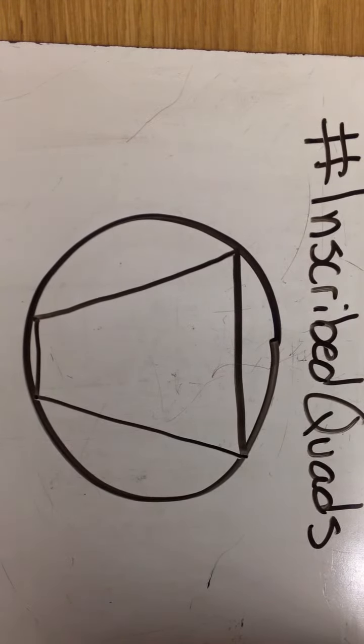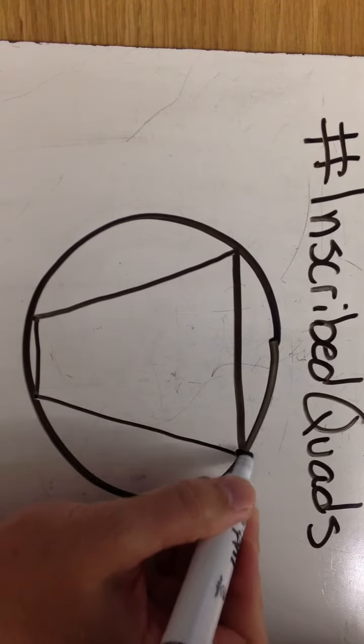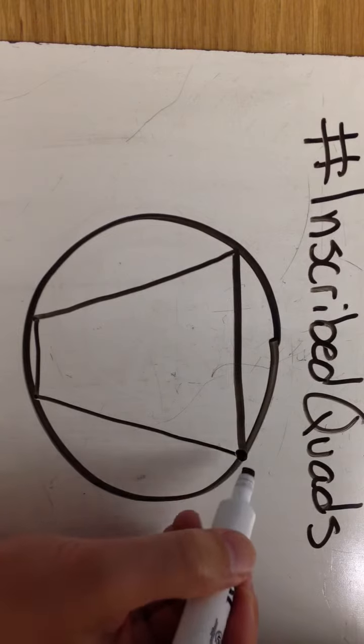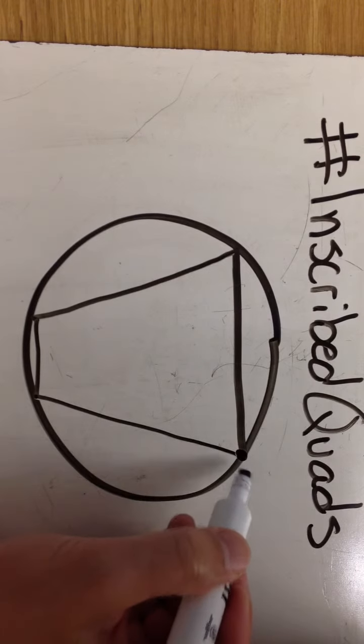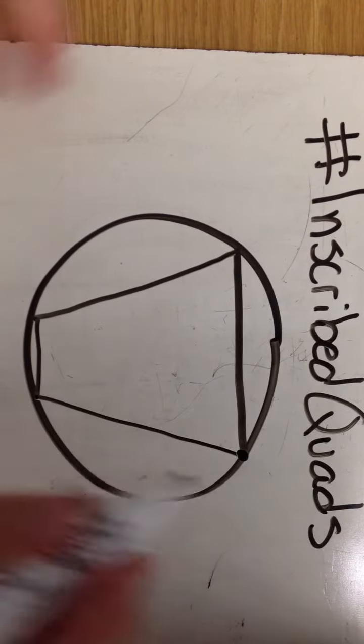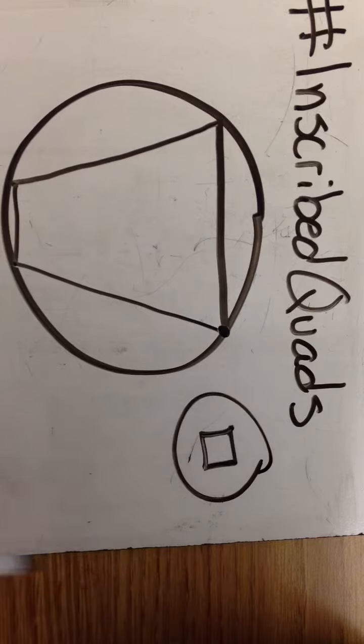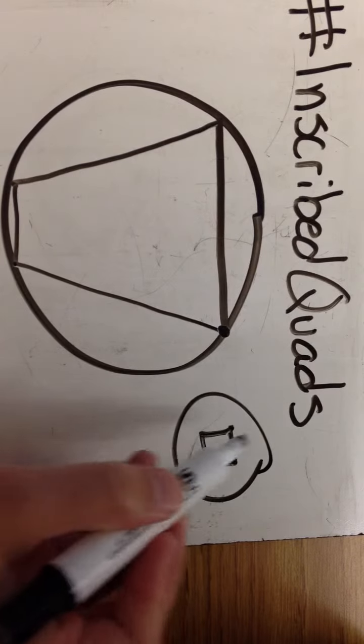That's a quadrilateral. Now, it's inscribed because the vertices, or the vertex, is on the circle. If that vertex was not on the circle, then it would not be an inscribed quadrilateral. For example, that's not inscribed because the vertices are not on the circle.